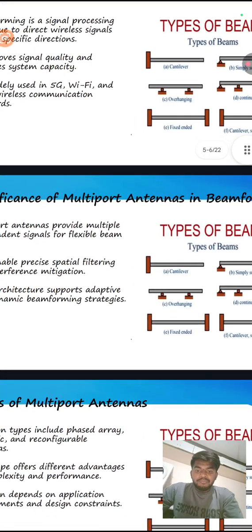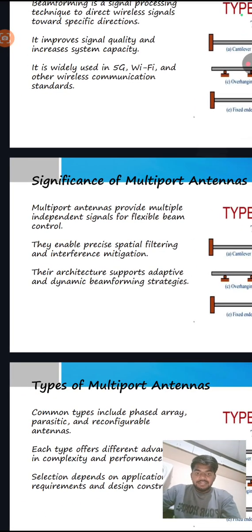The significance of multiport antennas in beamforming. Multiport antennas provide multiple independent signals for flexible beam control. They enable precise, flexible control of the beam, precise spatial filtering and interference mitigation. The architecture supports adaptive and dynamic beamforming strategies.